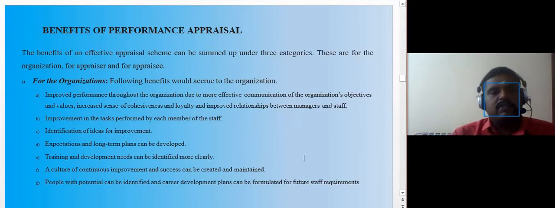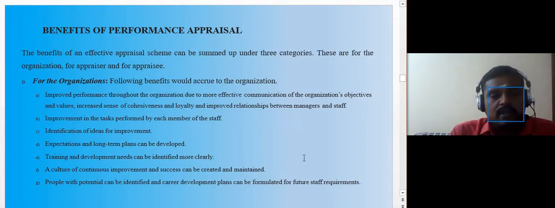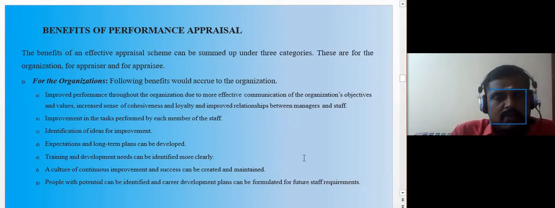The benefits of an effective appraisal scheme can be summed up under three categories. There are benefits for the organization, for the appraiser, and for the appraisee. For the organization, the following benefits would occur: improved performance throughout the organization due to more effective communication of the organization's objectives and values, increased sense of cohesiveness and loyalty, and improved relationship between managers and staff.